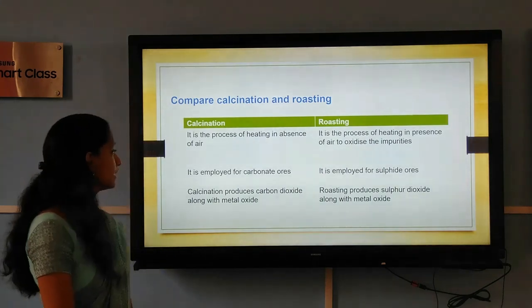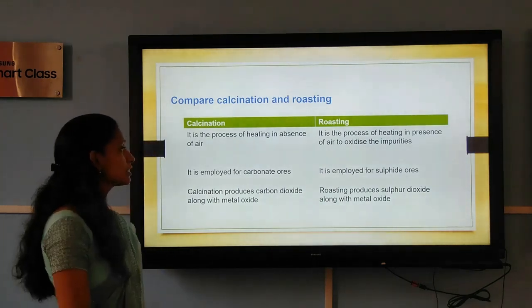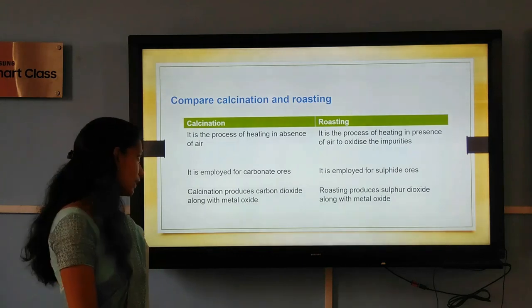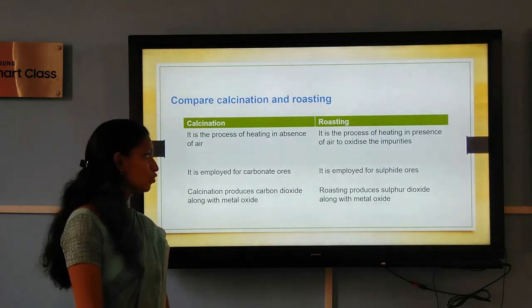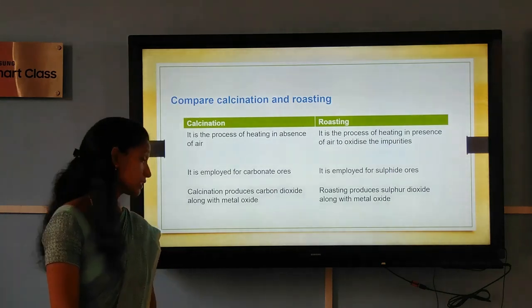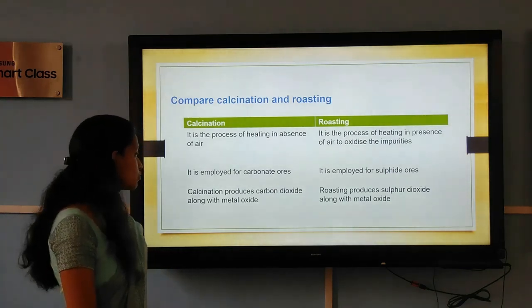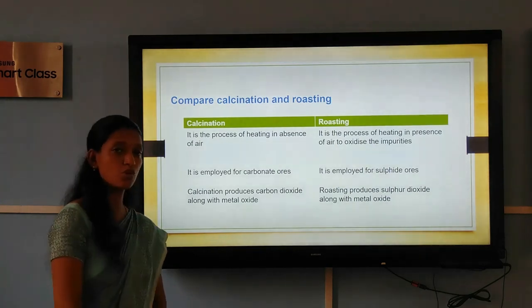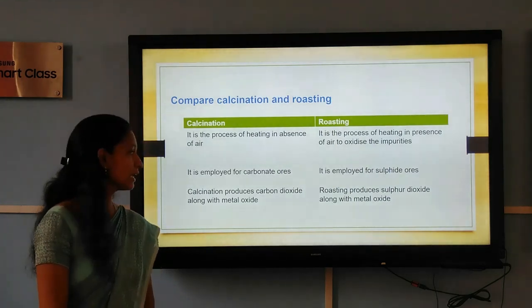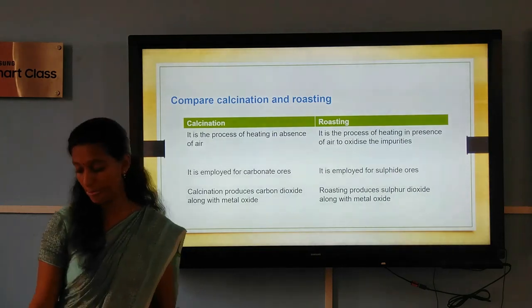Calcination is a process of heating in the absence of air. Roasting is the process of heating in the presence of air. Calcination is usually done for carbonate ores. Roasting is generally done for sulfide ores. Again, calcination expels gases like carbon dioxide, and roasting expels gases like sulfur dioxide.